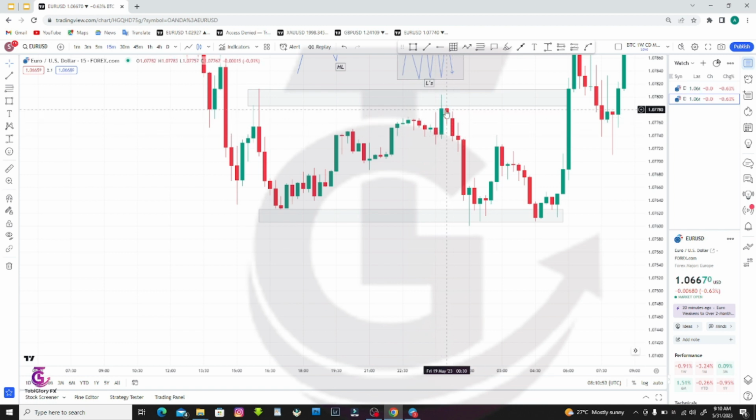A confirmation has been given for a sell. You sell to the next support. Now from this support, we have another confirmation, which is this hammer known as pin bar. That's giving another confirmation of buying to the support.